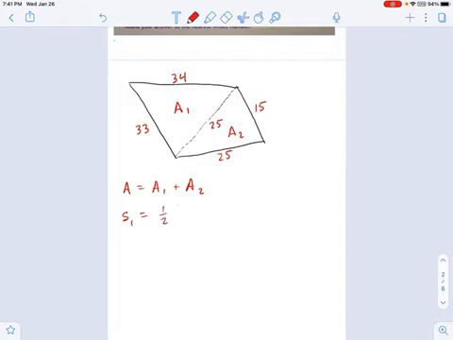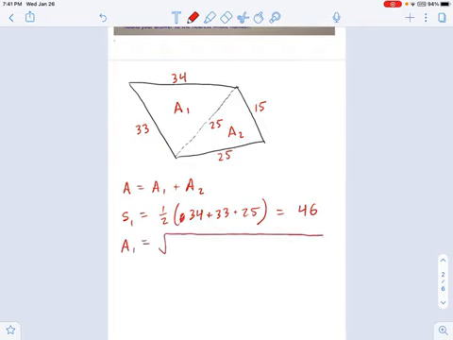S1 equals 1/2 of, I'm adding up the sides, 34 plus 33 plus 25. Okay, and I've already pre-calculated this to save a little bit of time in the video. That's going to be 46. And then the area 1 equals, now we bust out the huge square root thing.